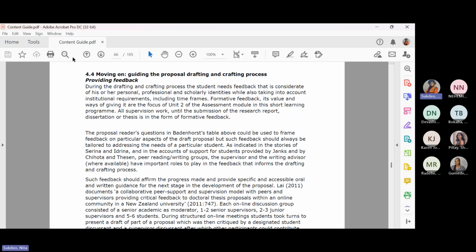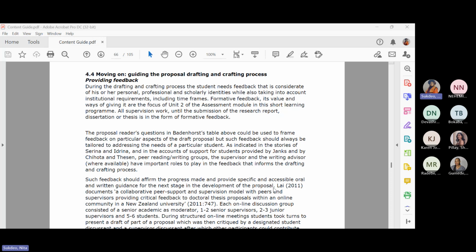I want to touch briefly on guiding the proposal drafting and crafting process. Okay, so when you get your students to start writing, Lindiwe and Devashni also mentioned this, get them to write some kind of draft of the proposal. Okay, now, how is your feedback based? Do you use a rubric? Do you put comments directly onto the document? But this is my practice. I put the track changes and I put comments on the document, right?